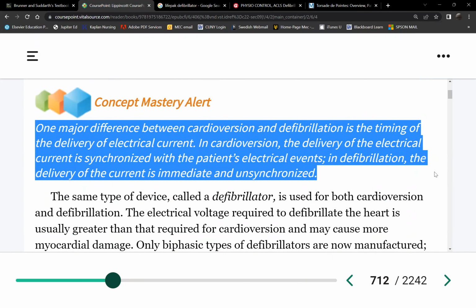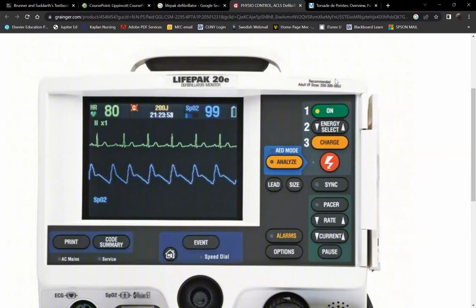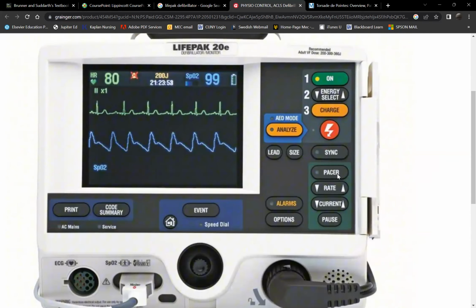The major difference between cardioversion and defibrillation is the timing of the delivery of electrical current. In cardioversion, the delivery of the electrical current is synchronized with the patient's electrical events. In defibrillation, delivery of the current is unsynchronized. So what does that mean? Let's start with defibrillation. If I use this as a defibrillator, the sync and the pacer button must be off, otherwise this won't work.